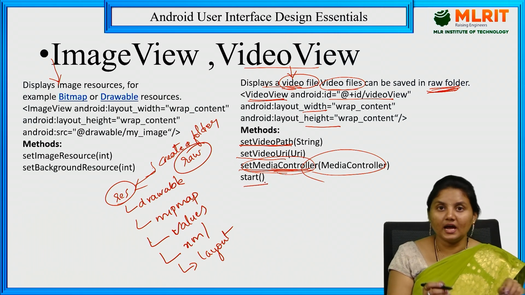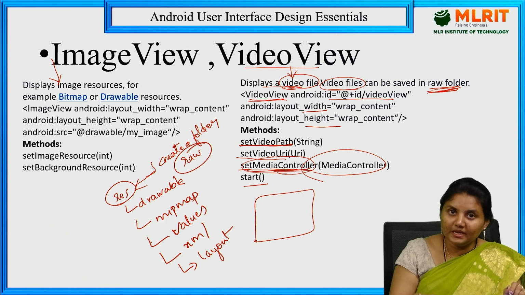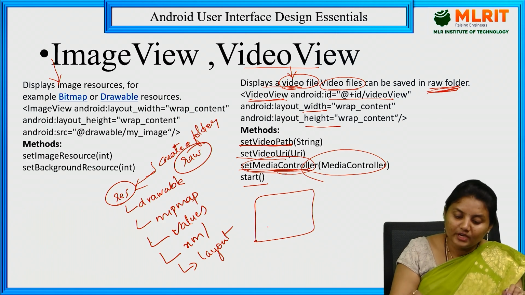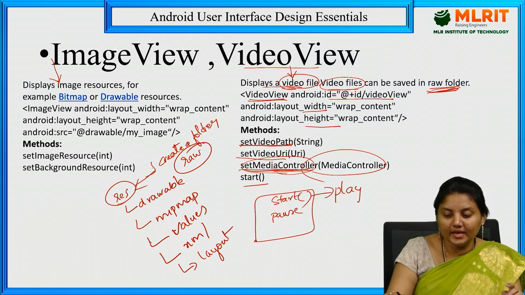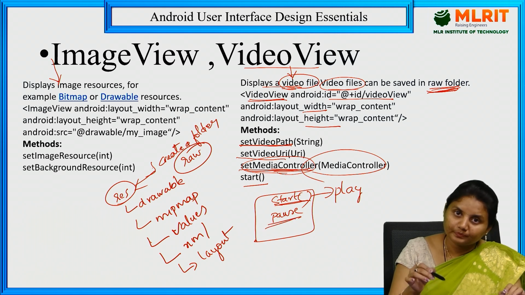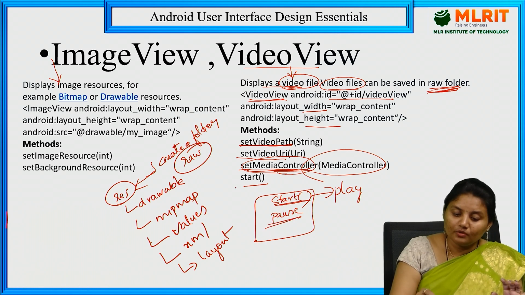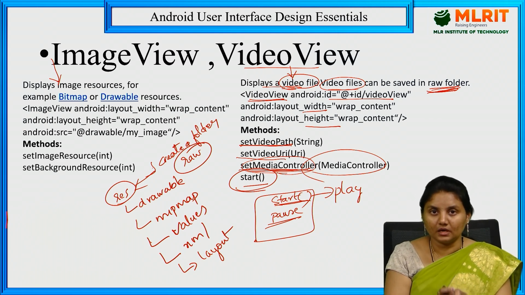Start: when you are playing a video in your activity, it may have different states. Your video initially will be in the pause state, and you have to start it. Until and unless you start, it will not play. So to play it, you have to start it. Once you want to pause it again, there are different states. So start is a method by which your video will get started initially.